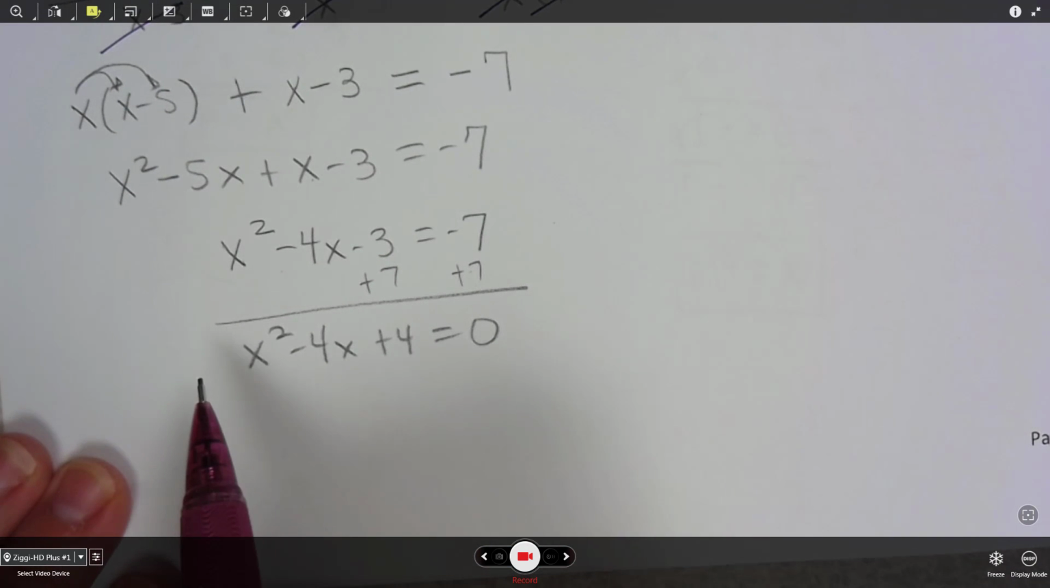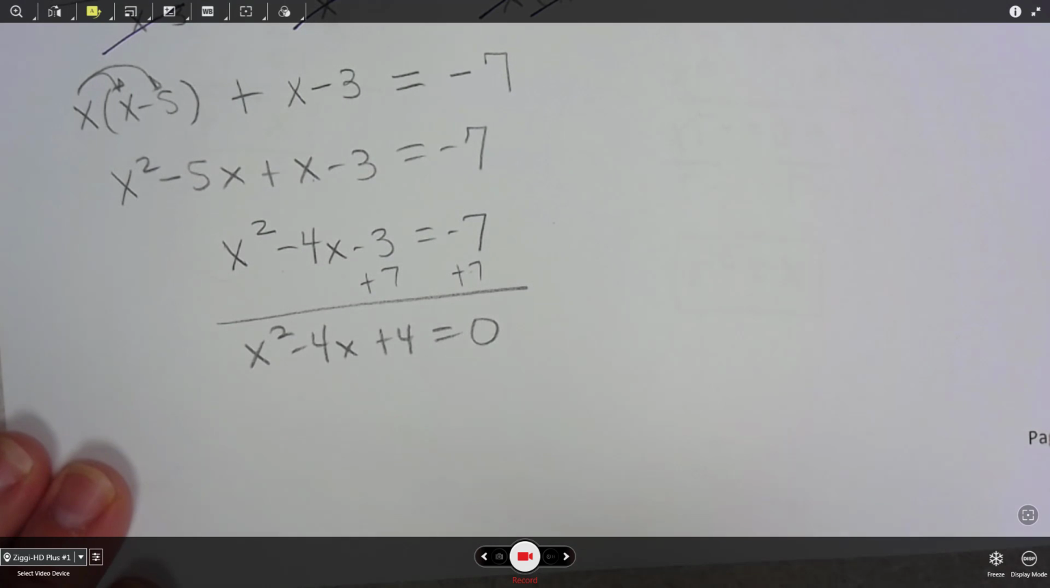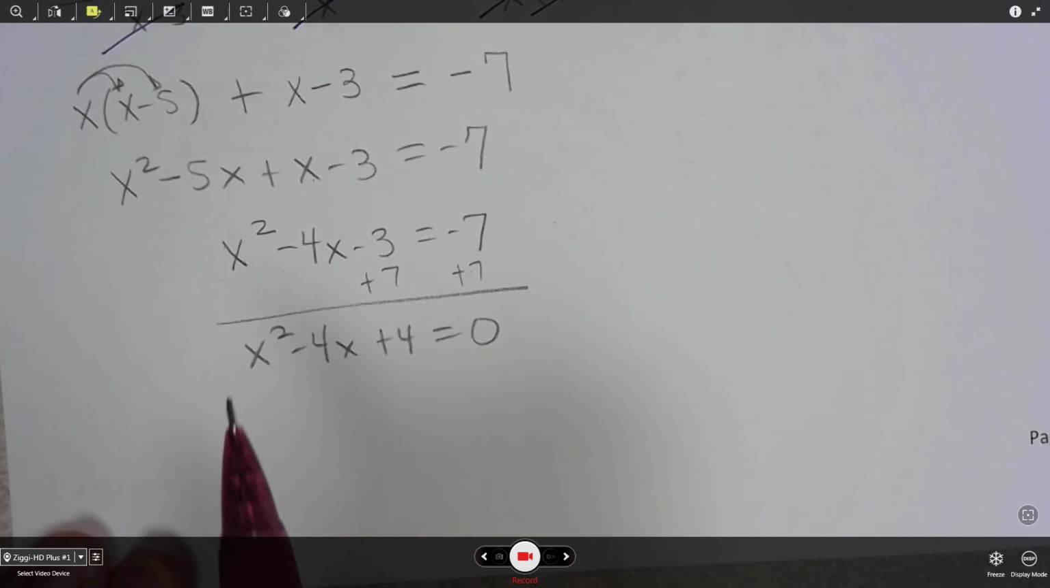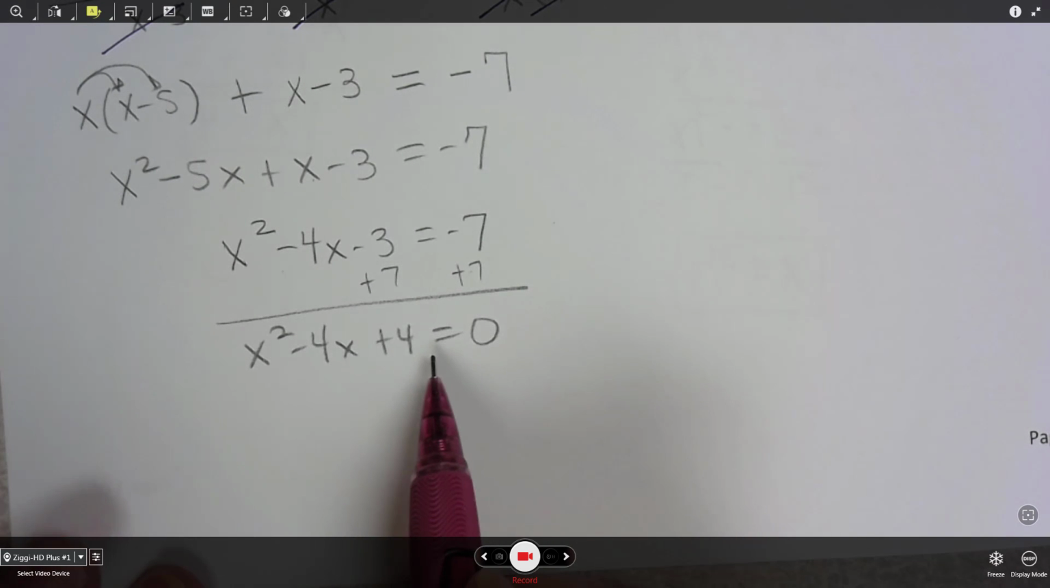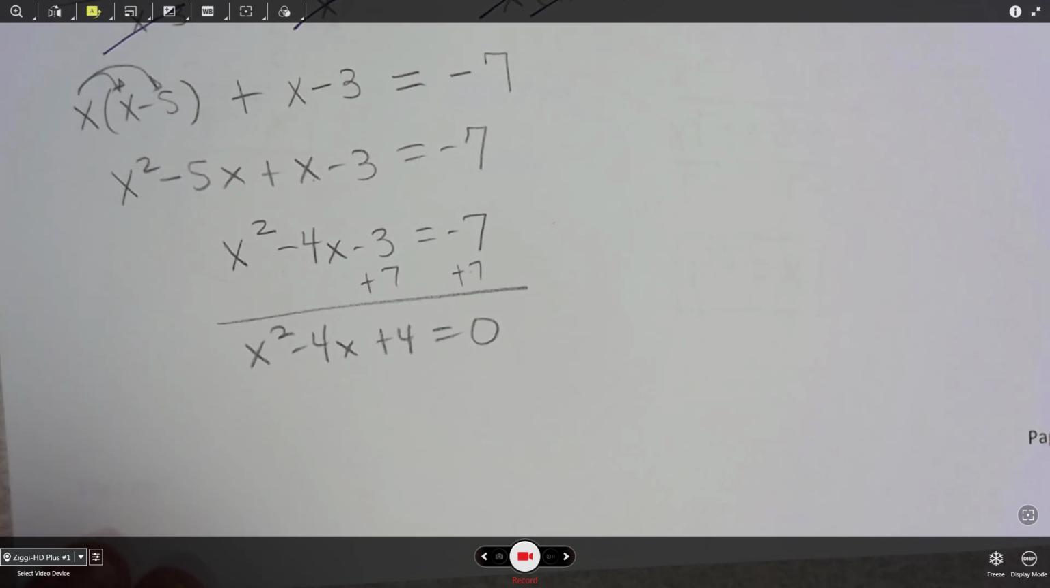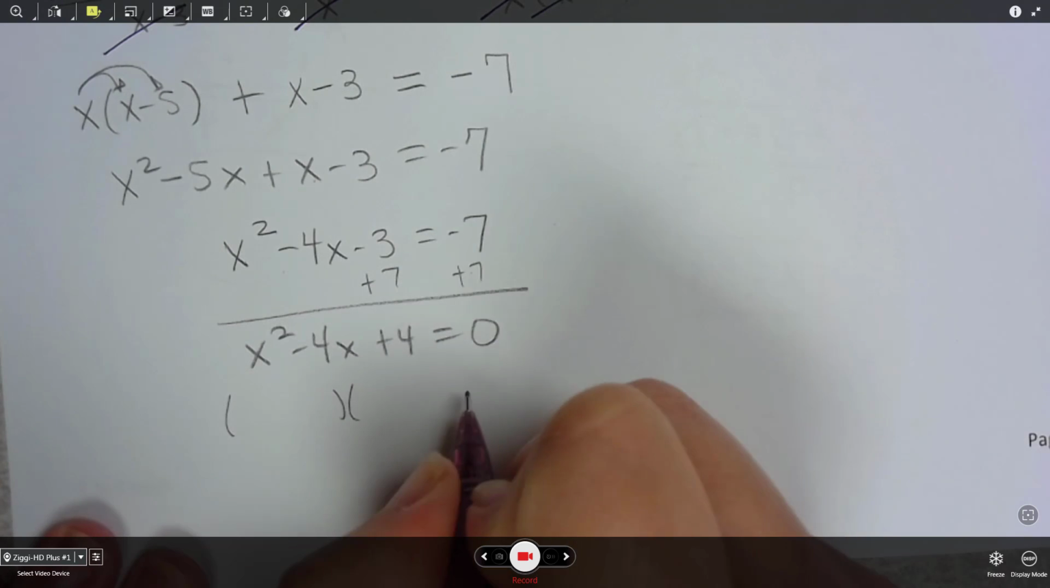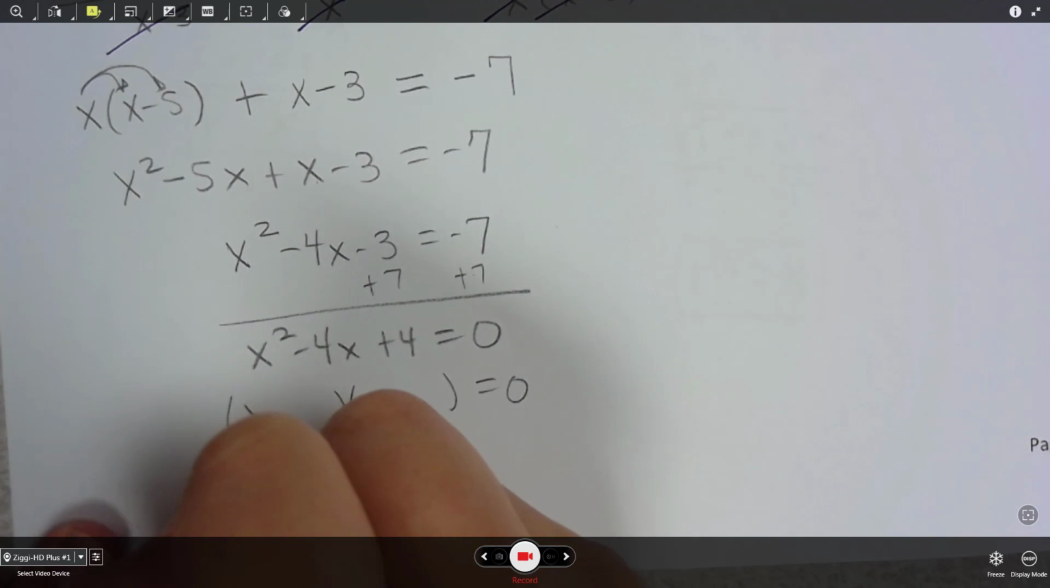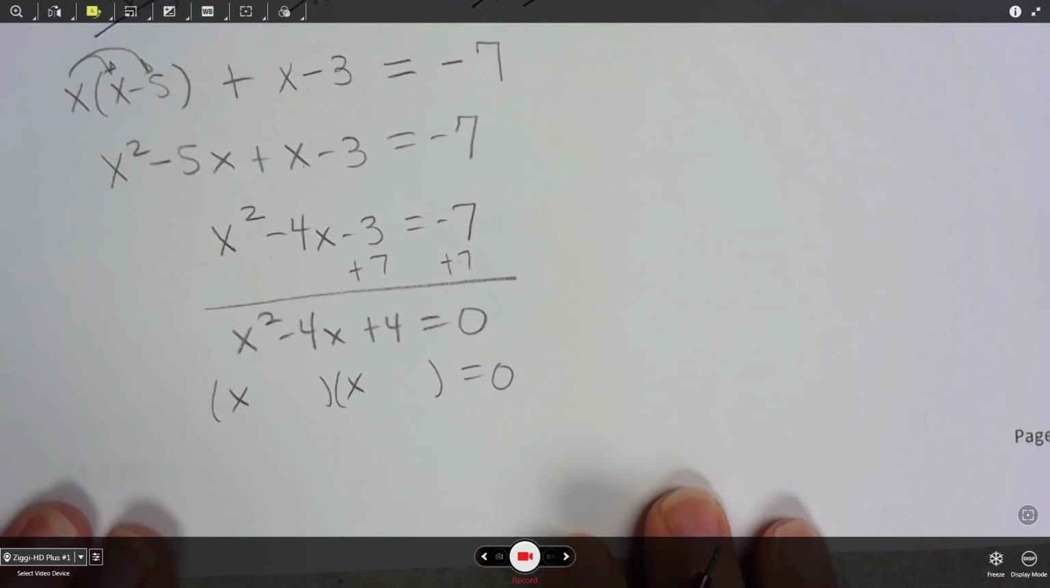Then at this time I can decide, do I want to factor it or use the quadratic formula or complete the square, whichever method you've learned, and also whichever method would be easiest. So if this would not factor, then I would have to use either quadratic formula or completing the square. However, this one will factor. That is the fastest way and easiest way. So I'm going to factor it out.